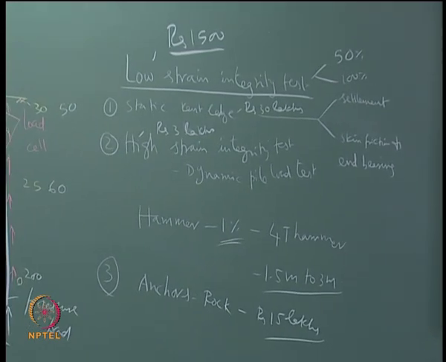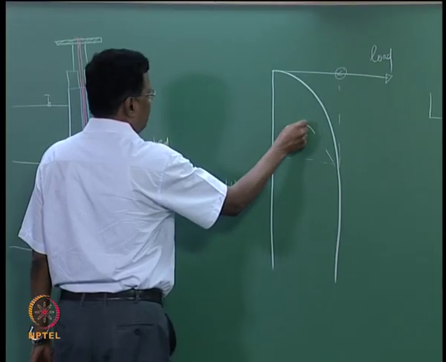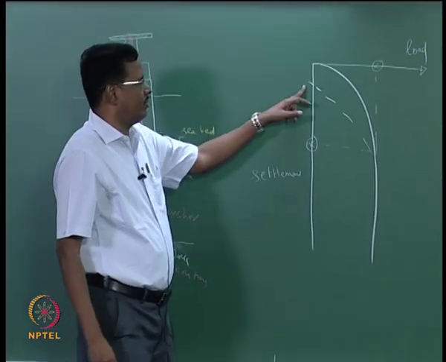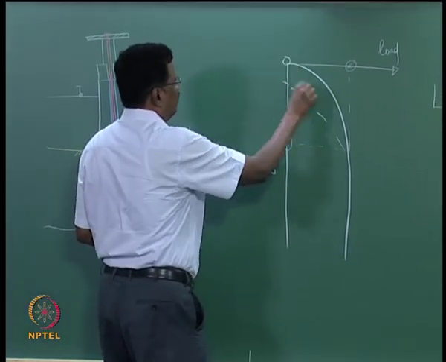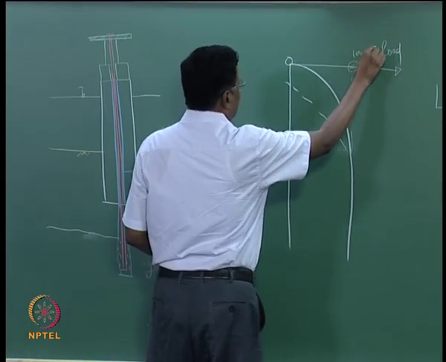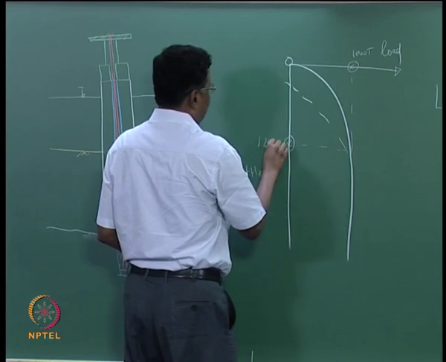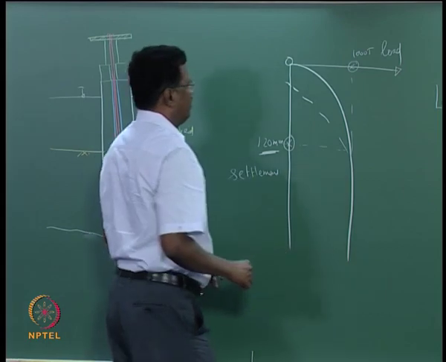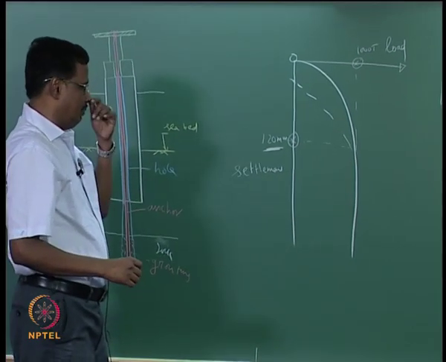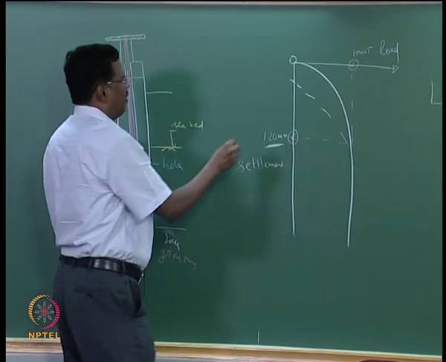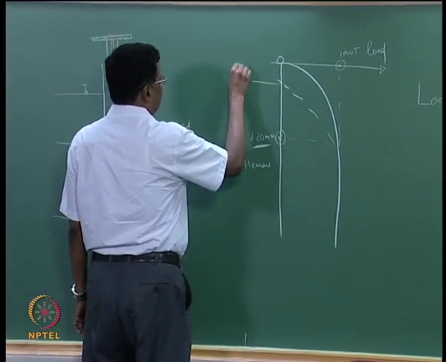When you unload, this curve will go something like this. At 0 load you may not have 0 displacement. This is 0, let us say this is your 1000 tons, let us say this is your 120 millimeters. Giving the limit case, suppose the diameter of the pile is 1.2 meter, 10% of that is 120 millimeter. So this is what is called the plastic settlement.